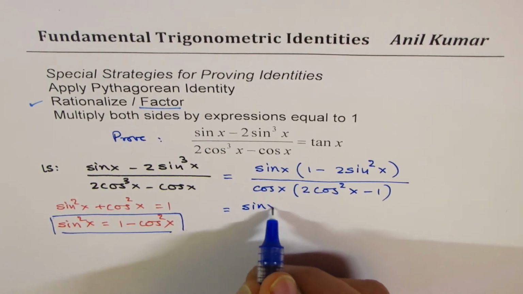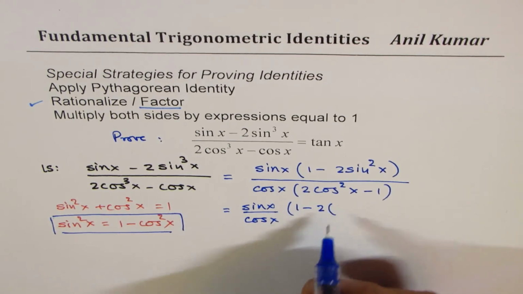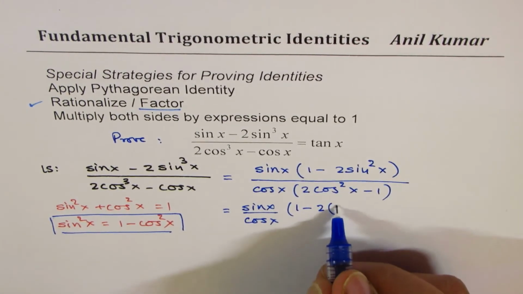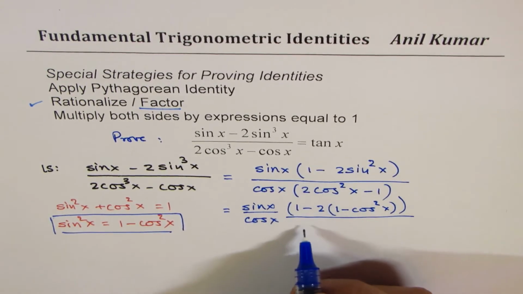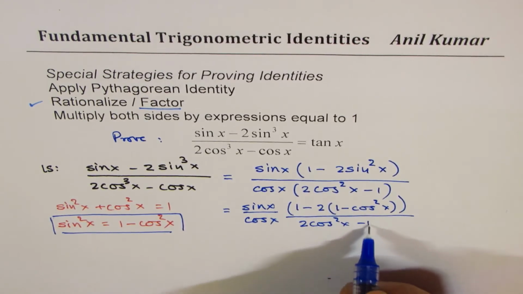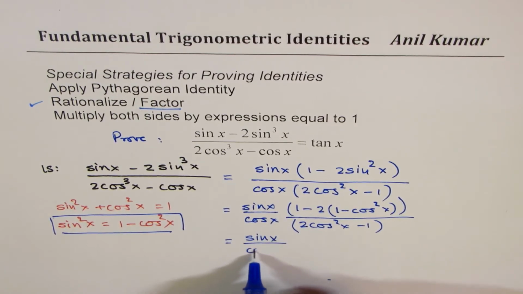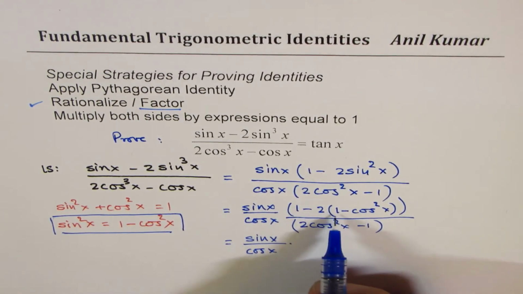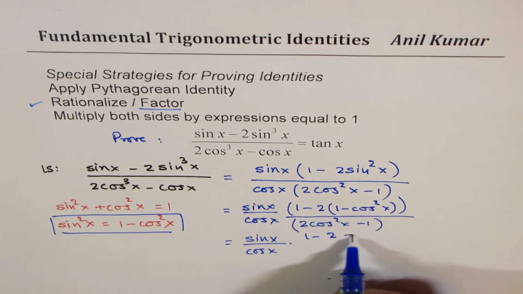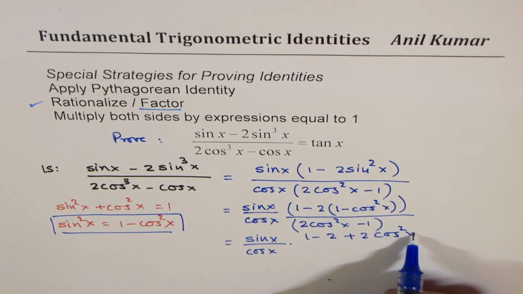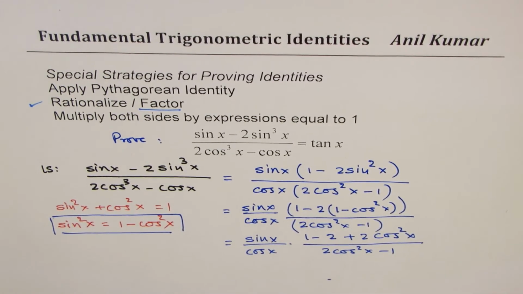So we get sine x over cos x. We already have this. Here we'll write 1 minus 2 times, instead of sine square x, I'm writing 1 minus cos square x. Is it okay? So I'm only changing this part. So we get 2 cos square x minus 1 in the denominator. Now, we have sine x over cos x. And here when you open the bracket, you get 1 minus 2 plus 2 cos square x divided by 2 cos square x minus 1, correct?